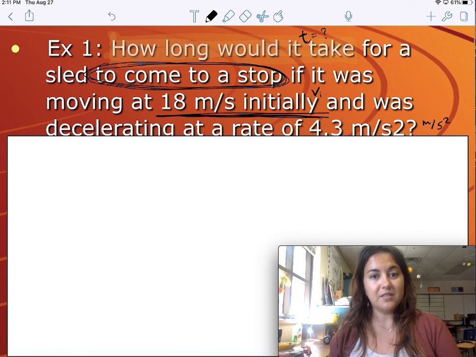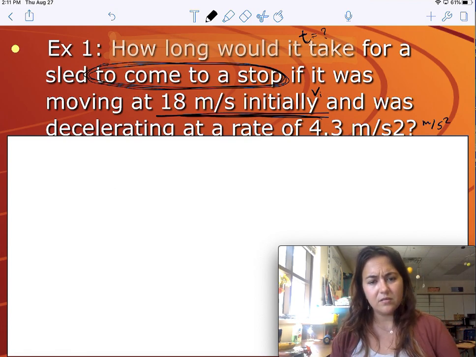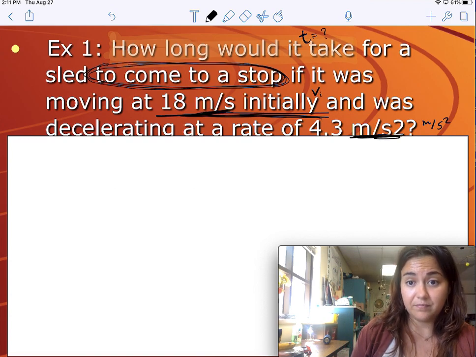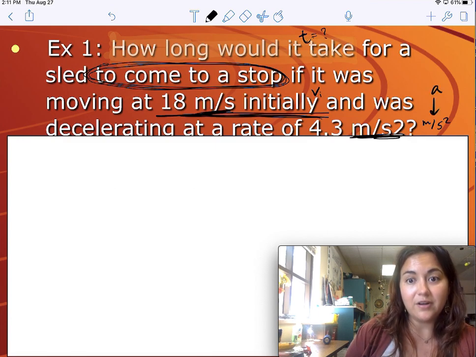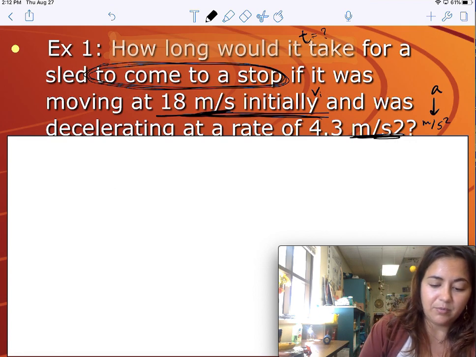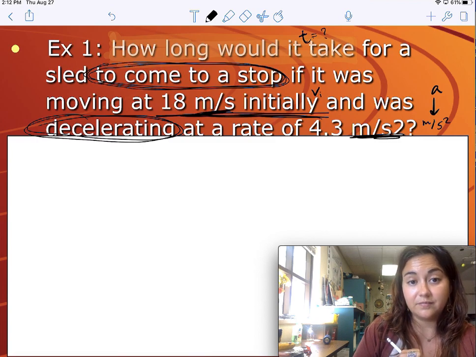Some of you are going to be tempted to label this next number your final velocity, but it has different units. Meters per second and meters per second squared are not the same. And in fact, maybe you learned from the last video, meters per second squared are a dead giveaway that is acceleration. This problem also says it's decelerating, which is a type of acceleration, right?